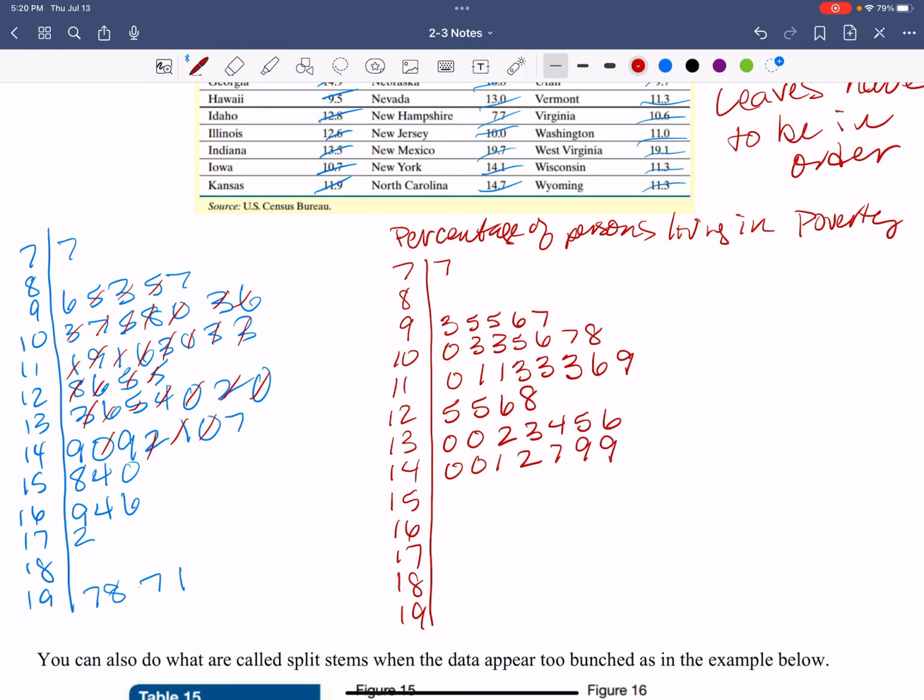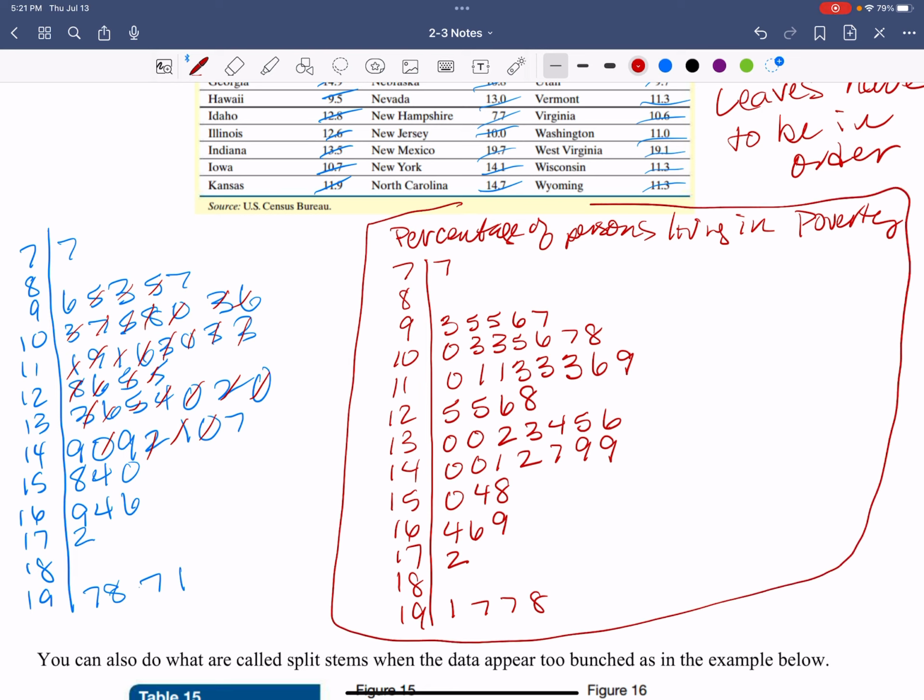And that also helps with the distribution. How far out? How much of each one? 4, 6, 9. That's a 2. There's no 18s. And then I have 1, 7, 7, 8, as we're looking at that one. Boom. There it is. That is your stem and leaf plot.